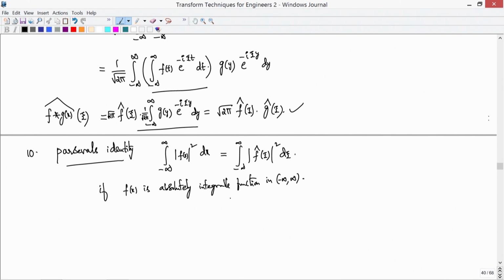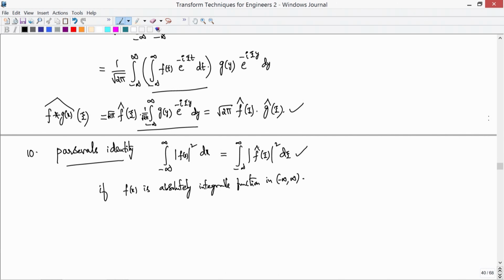Okay. So, if such a thing, you have this nice identity. In physical problems, more generally, energy is represented as a square integrable function. That is why this identity tells you some kind of energy conservation. Okay. So, you have this Parseval identity. Let us prove mathematically what it is.